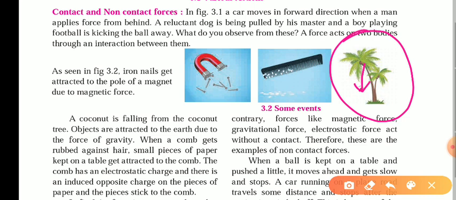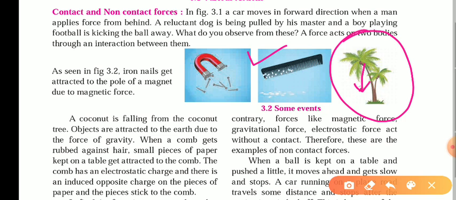There is no contact between the iron nail and the magnet, but still the iron nail gets attracted towards the magnet. That is just because of the magnetic force of the magnet, and this force comes under the category of non-contact forces. In the same way, they have taken another example, the electrostatic force of attraction.